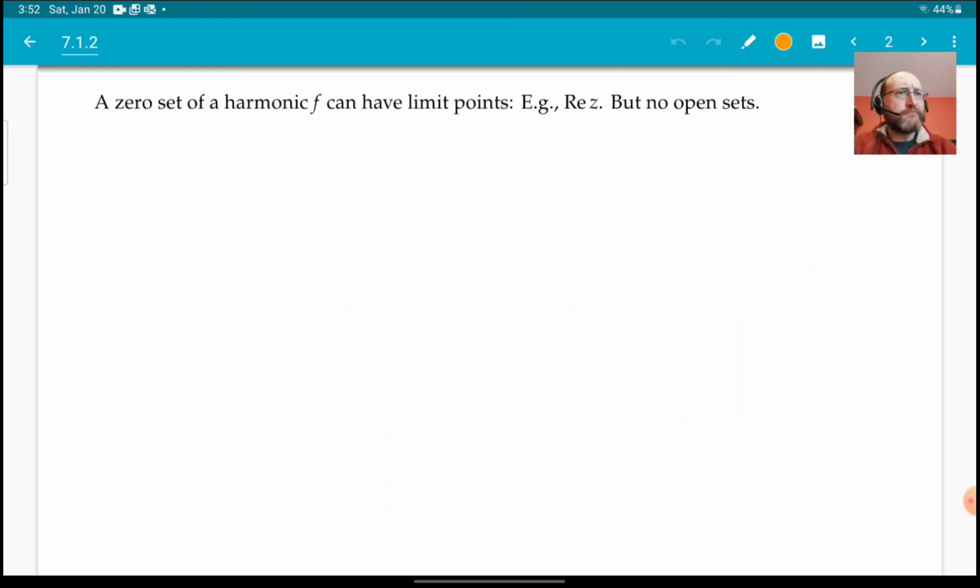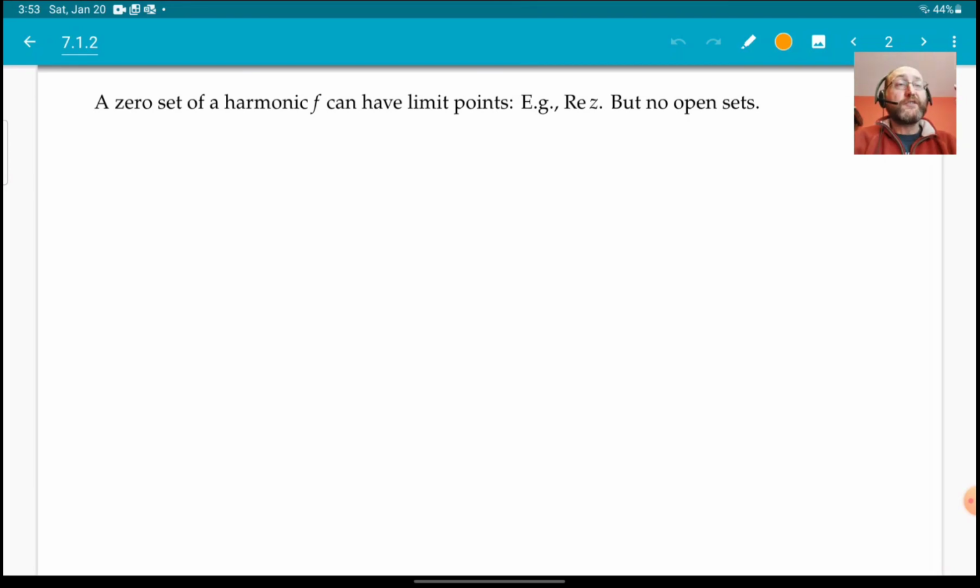Okay, so what are we looking at? So let's first look at the identity theorem for harmonic functions. So remember, harmonic functions are solutions to the Laplace equation, or locally, they're the real and imaginary parts of holomorphic functions, which is really why we're interested in them, because we're studying holomorphic functions.